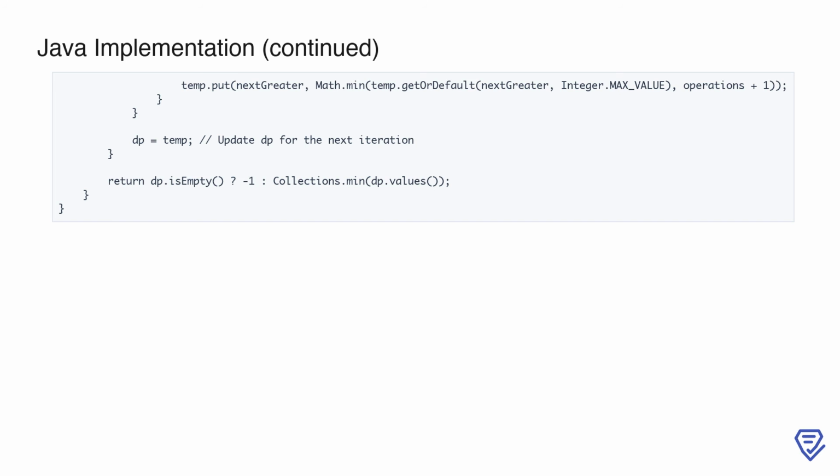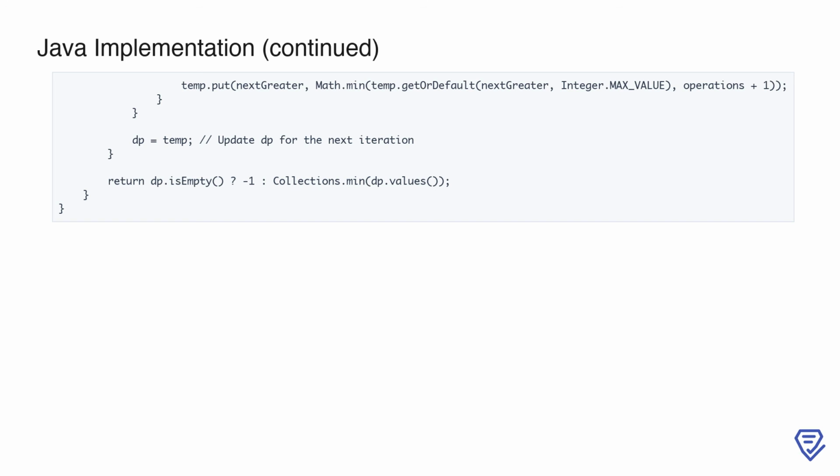Using the higher method of TreeSet, we efficiently find this next greater value. If such a replacement is possible, we update temp with the replacement value and increment the operation count by 1. Once all entries have been processed, we update DP to the newly computed temp map for the next iteration.